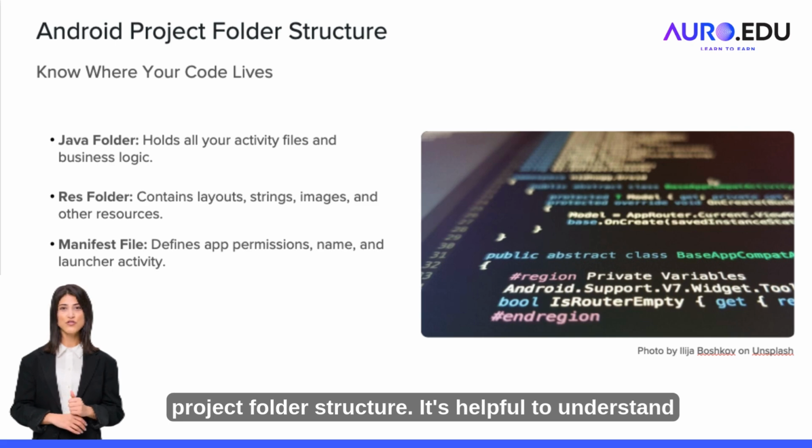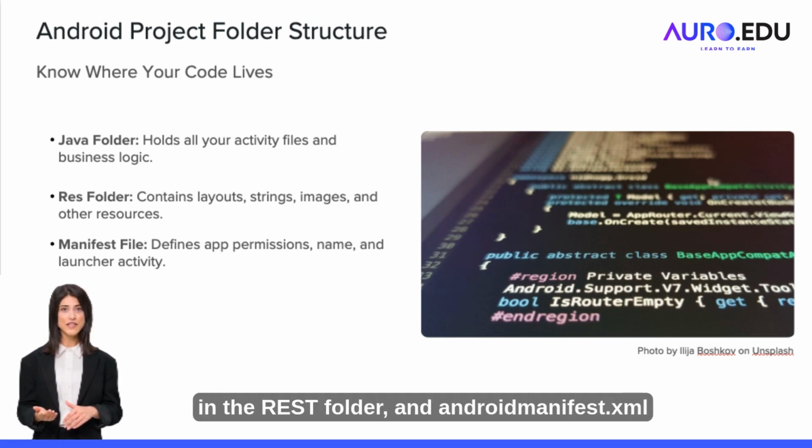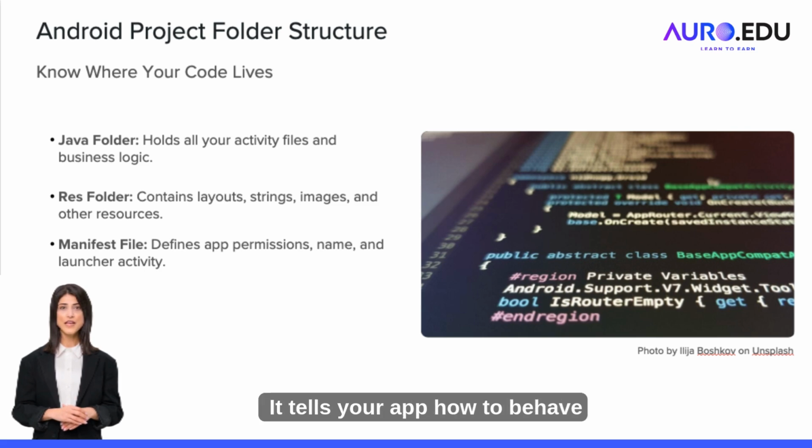Android project folder structure. It's helpful to understand where your files live. Java or Kotlin code goes in the Java folder. Images and layouts are in the res folder. And AndroidManifest.xml tells your app how to behave and what permissions it needs.